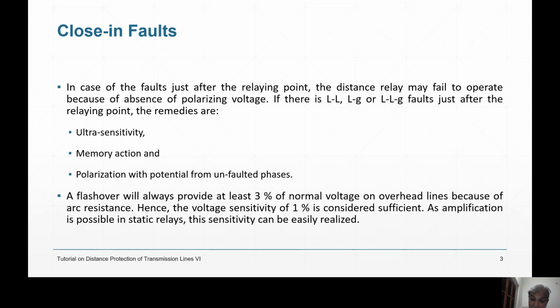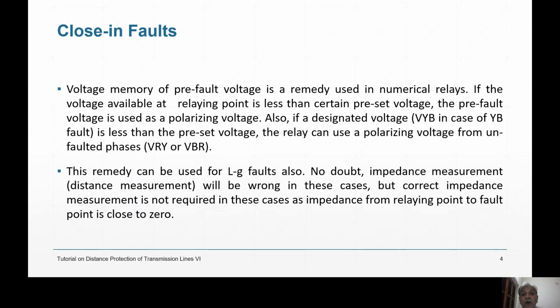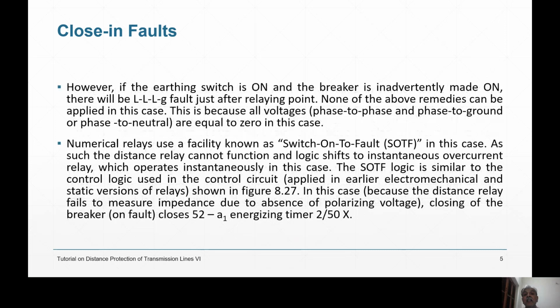But my friends, if RYB fault occurs, then none of the remedy is useful because all voltages are 0. Memory action cannot be done because the capacitor will be shorted and it will be 0. Other voltages also are 0, right? You cannot amplify. How can you amplify 0? Even if there is a static relay, 0 cannot be amplified. 0 is amplified 100 times, it is yet 0. So then the distance relay really fails.